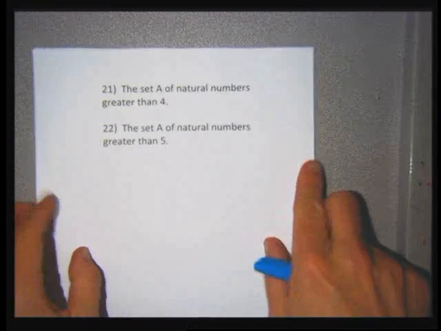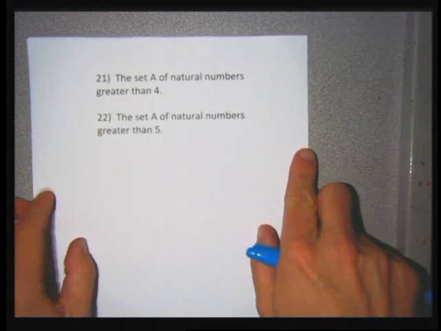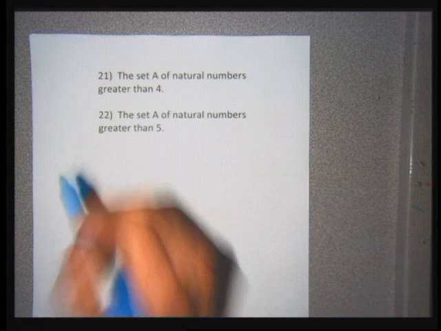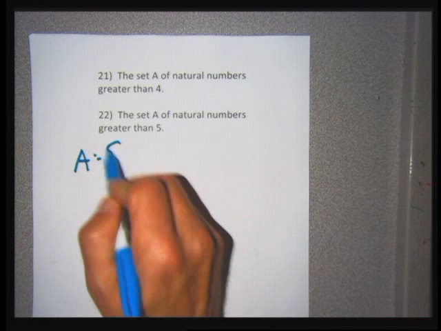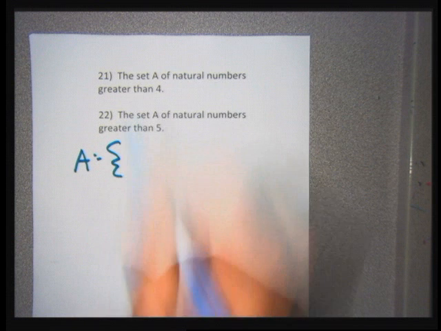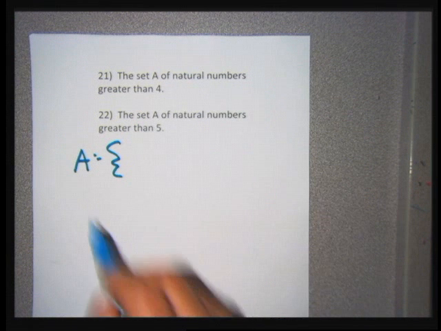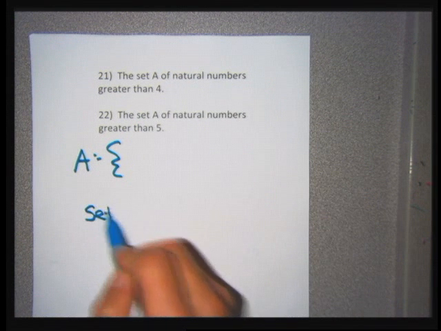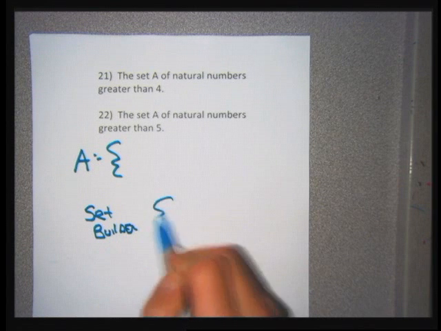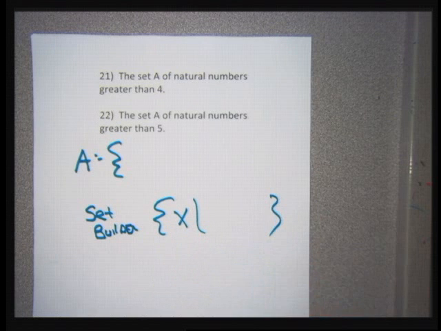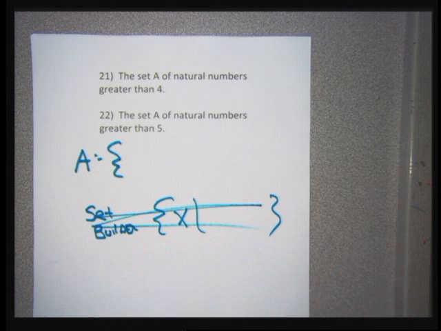21 and 22 kind of feel like the same problem. Hopefully they look a lot the same. So I'm going to write for roster form for problem 22, A equals, and I'm not going to write the vertical bar for set. If it was set builder notation, I would have to do more, but I'm not doing set builder notation here. I'm just writing the list.